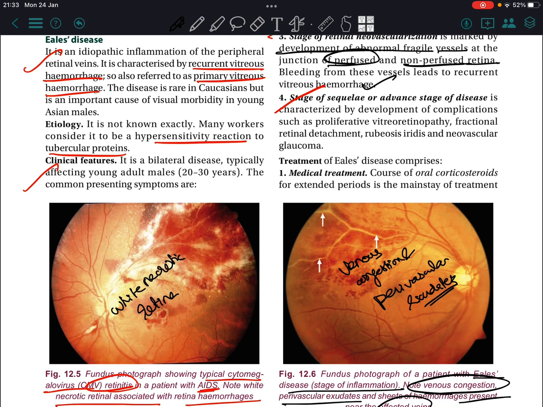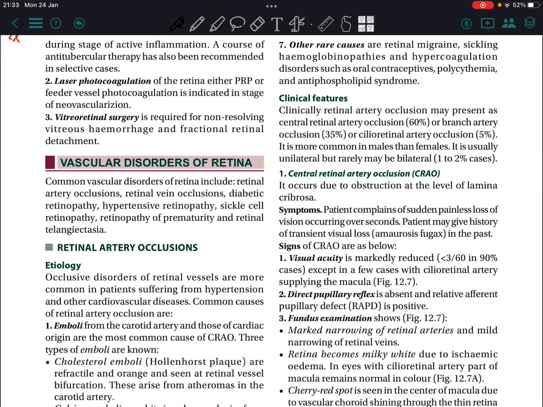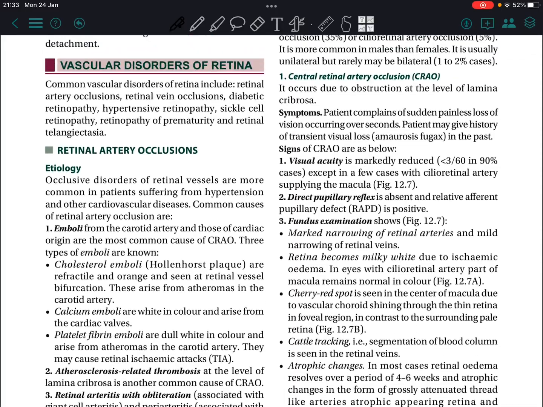Stage of sequelae or advanced stage of the disease is characterized by development of complications such as proliferative retinopathy, tractional retinal detachment, rubeosis iridis, and neovascular glaucoma. Treatment of Eales disease comprises medical treatment. A course of oral corticosteroids for extended periods is the mainstay of treatment. During the stage of active inflammation, a course of anti-tubercular therapy is given. Laser photocoagulation of the retina, either PRP or feeder vessel photocoagulation, is indicated. Vitreoretinal surgery is required for non-resolving cases.